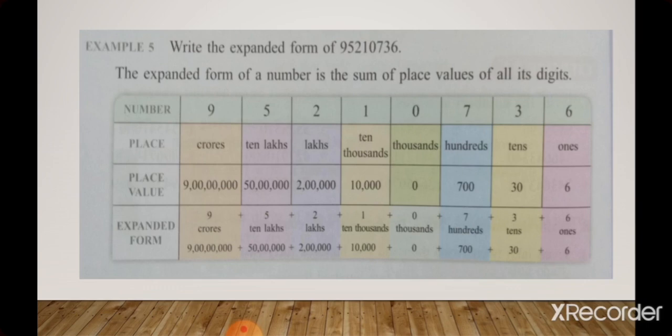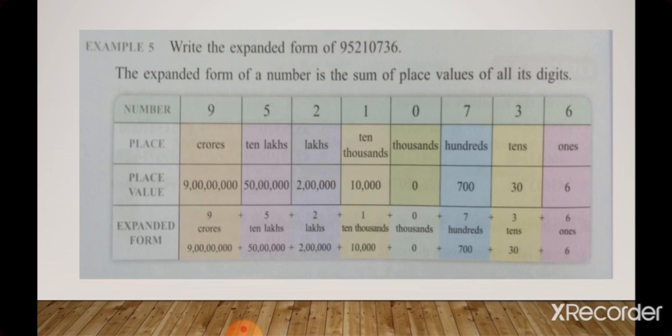7 in hundreds place means in 100 we have totally 2 zeros. So after writing the 7, you should write the 2 zeros. In the place of 1000 we have the 0. So anything multiplied by 0 we get the 0. That's why it will be 0 only. In 10,000s place we have 1. So after writing the digit 1, you should write the 4 zeros.